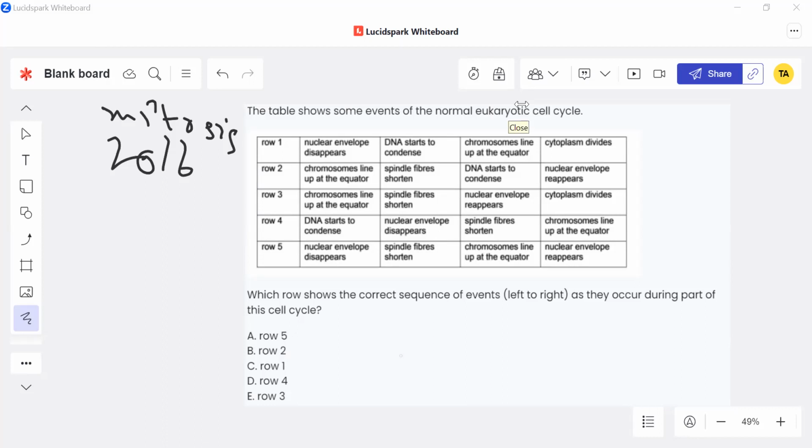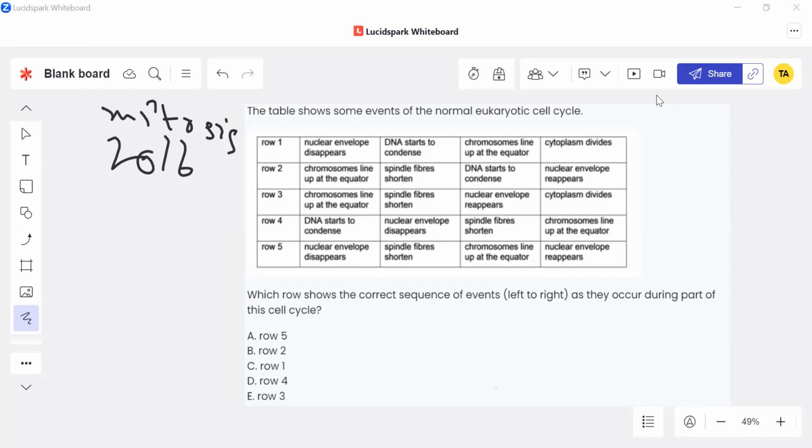Someone said E. I'll wait for more answers. Right. So I don't know if the answer is E. I'll check. Let me check if the answer is E. Someone is saying D. You know what? Let's do it on our own. Let's see what's the answer. And then we'll check the mark scheme.